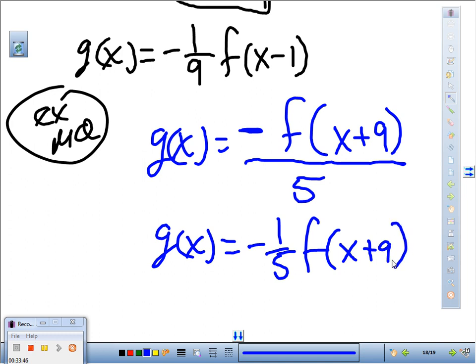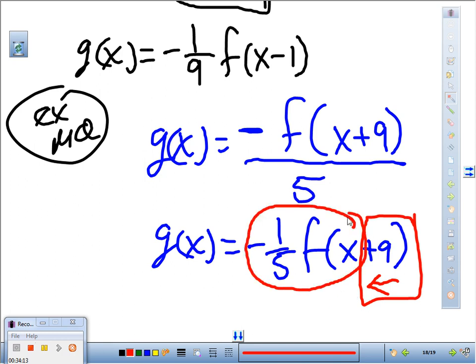All right, now check this out. Look up to the screen. Now, why do we need to rewrite it like this, Mr. Q? Because this shows us one of the transformations, the easy one. Which is the easy one? The plus 9. Where is it going to move to? To the left 9 steps. So we don't have to worry about this part. What do we have to worry about? Negative 1/5 times f of x. So you're saying, oh, I see, Mr. Q, that's when we do an extra column on our table. Yes, that's when we do the extra column.